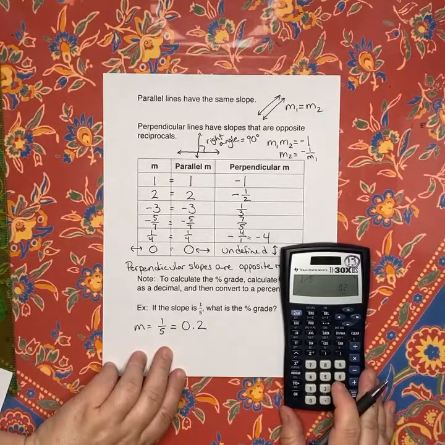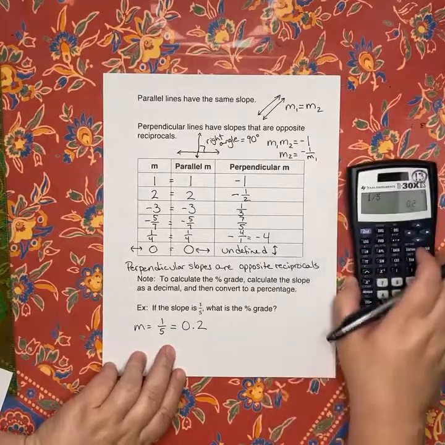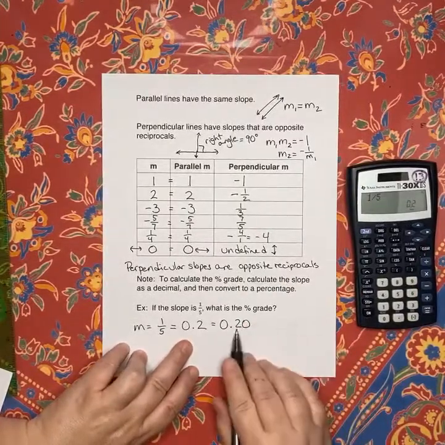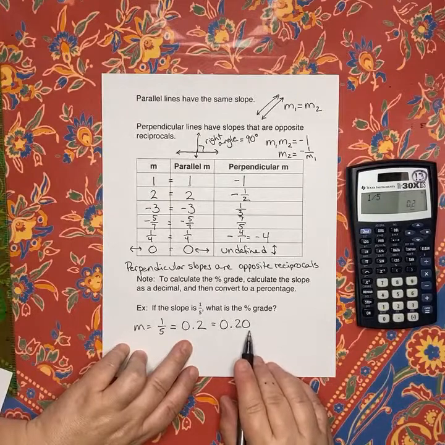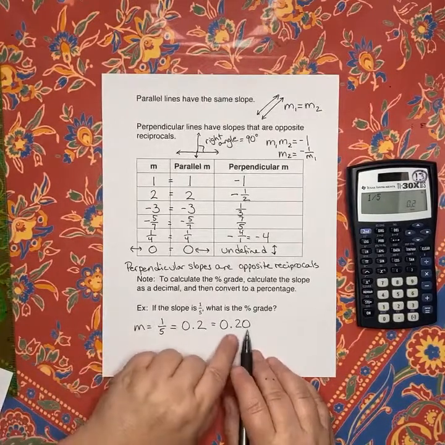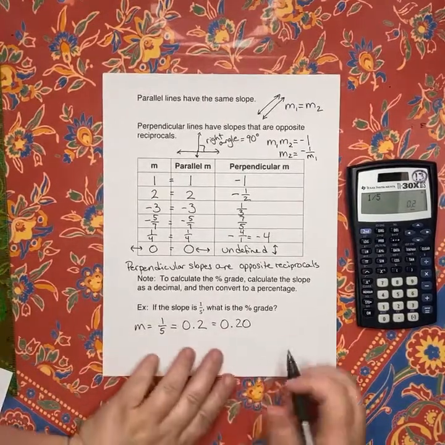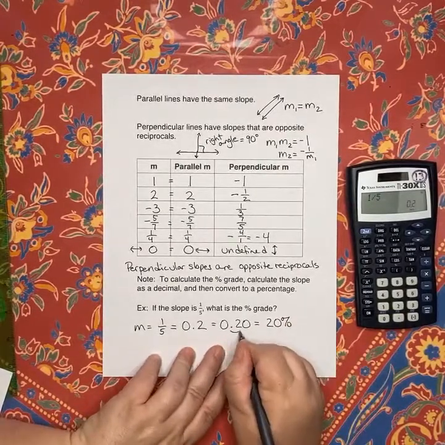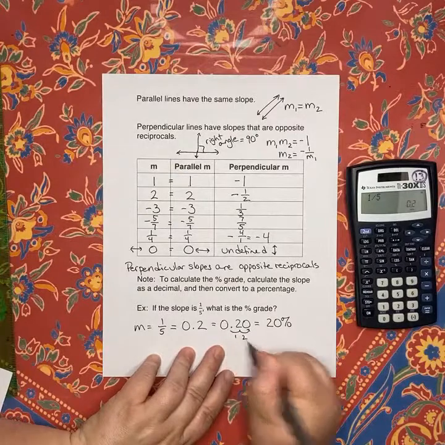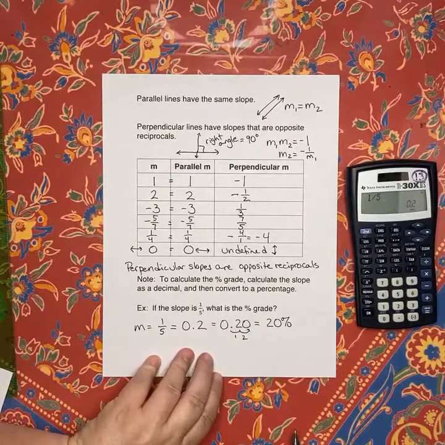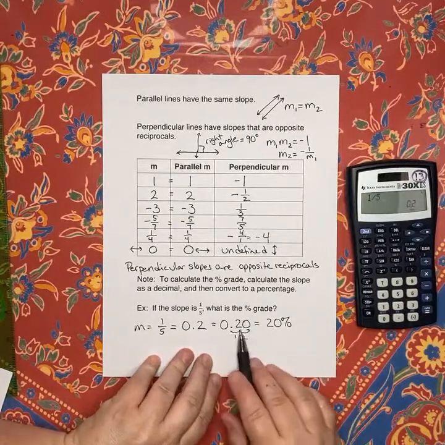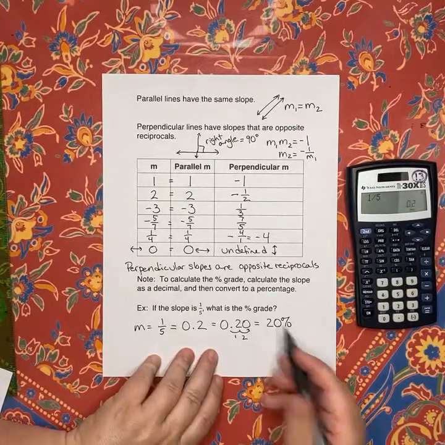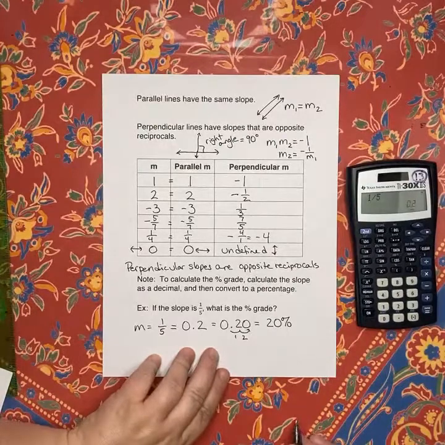Now, I have to convert that to a percent. So first thing, 0.20. I'm always allowed to add an additional 0 to the end of a decimal like that. And then that's going to be 20% because I moved the decimal point 2 spaces to make a percent. So percents are 100 times bigger than the decimal. And that's it. It's a 20% grade.